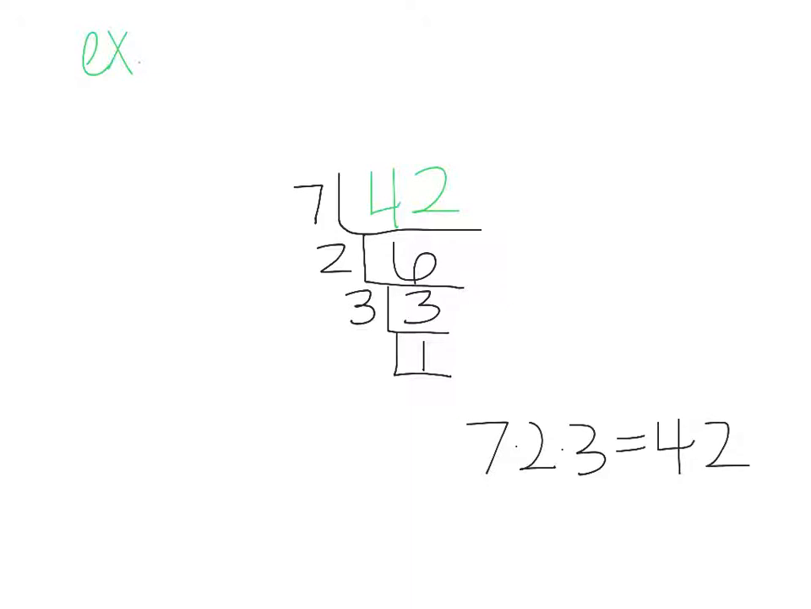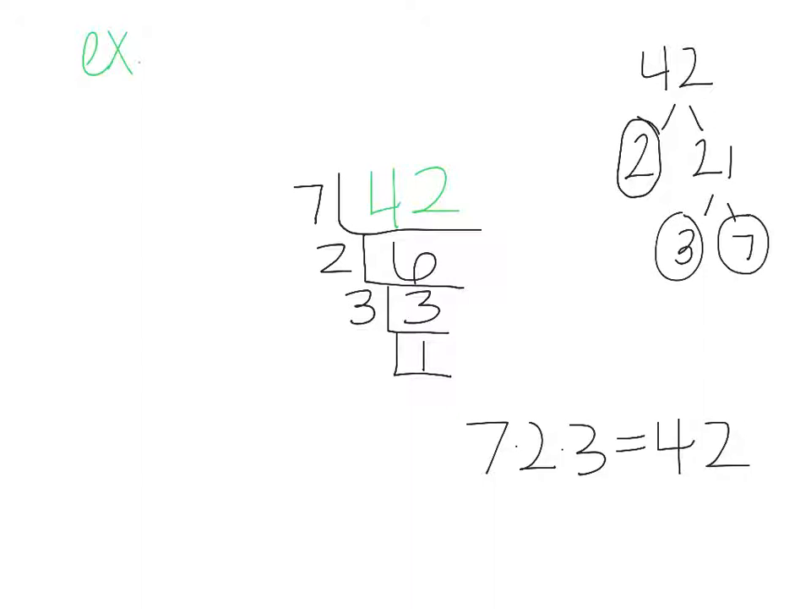Now, let's show another way. If I would have done the tree, I could have done something like this: 2 times 21. And then 2 would be prime. And I would have broken 21 down to 3 and 7, which would have given me the same answer. So just another way to do the same problem.